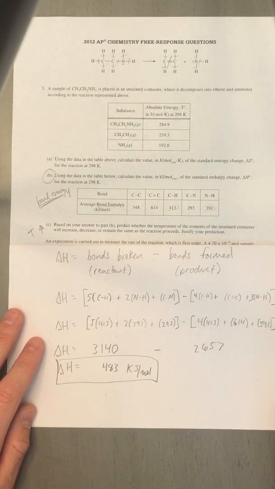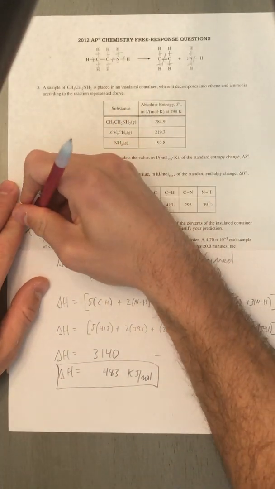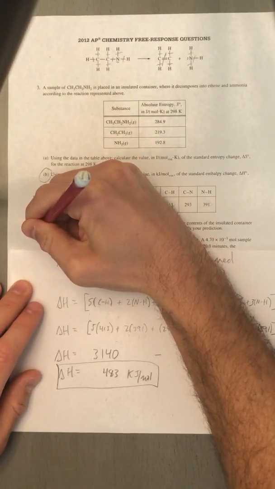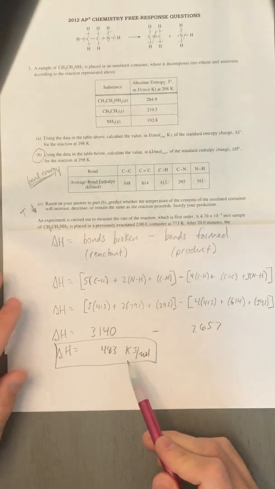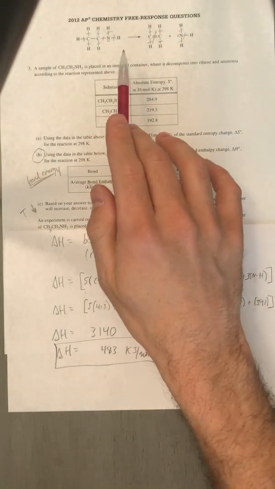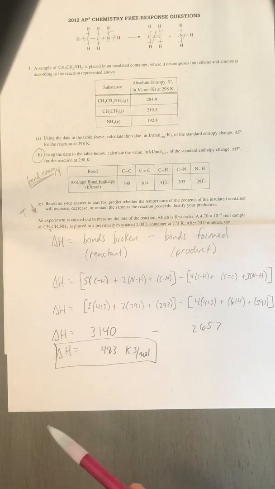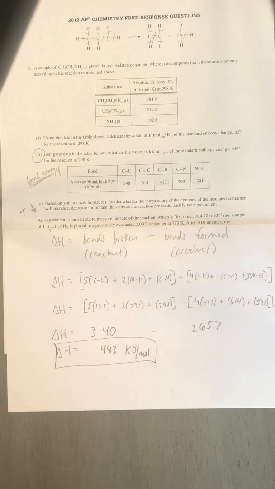I would say the temperature of the contents goes down. This is an endothermic process, so in order for this reaction to occur, it has to absorb energy. Where is it going to get energy from? From the contents. The energy is going to go from the surroundings, the contents, into the reaction, therefore making the temperature of the contents go down.